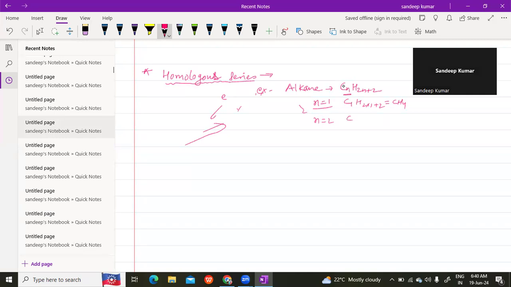N is equal to 2, you put C2H(2 into 2 plus 2), that is equal to C2H6. Similarly, if you put n is equal to 3, you will get C3H8. If you see the difference between these, there is a difference of 1 carbon and 2 hydrogen. 2 minus 1, 1 carbon, 6 minus 4, 2 hydrogen. Similarly, C3H8 and C2H6: 3 minus 2, 1 carbon, 8 minus 6, 2 hydrogen. So it is a series.